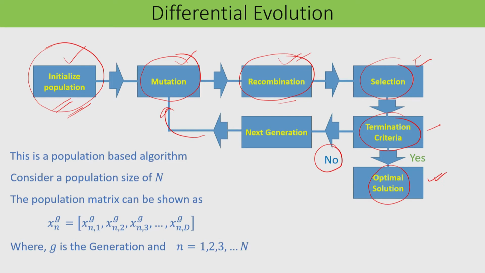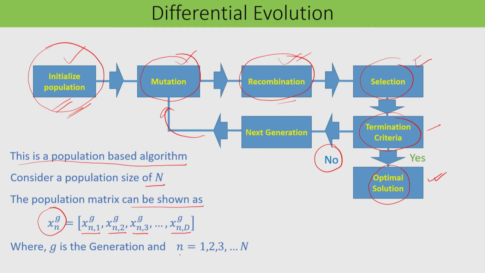As I have said, this is a population based algorithm. Let us consider the number of solutions in a population, or population size, is n. Then the population matrix can be written like this. So, x is a vector, and this vector can be defined like this. This is variable 1, this is variable 2, this is variable 3, and this is variable d.